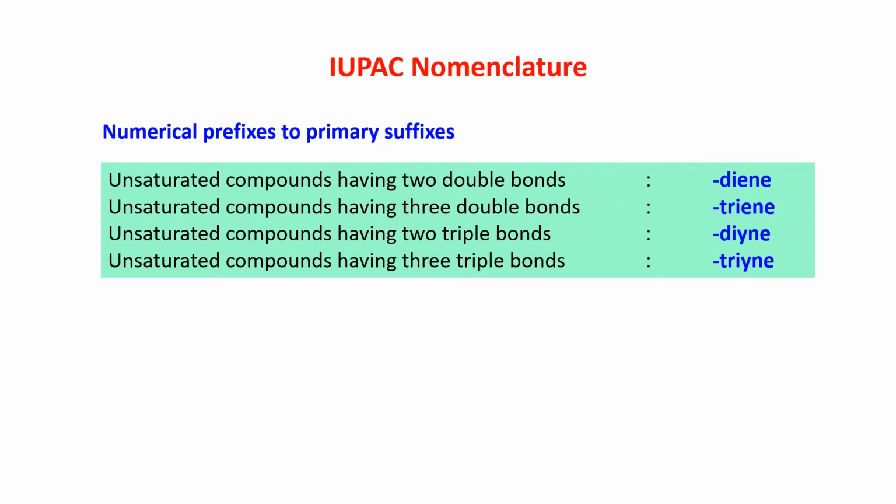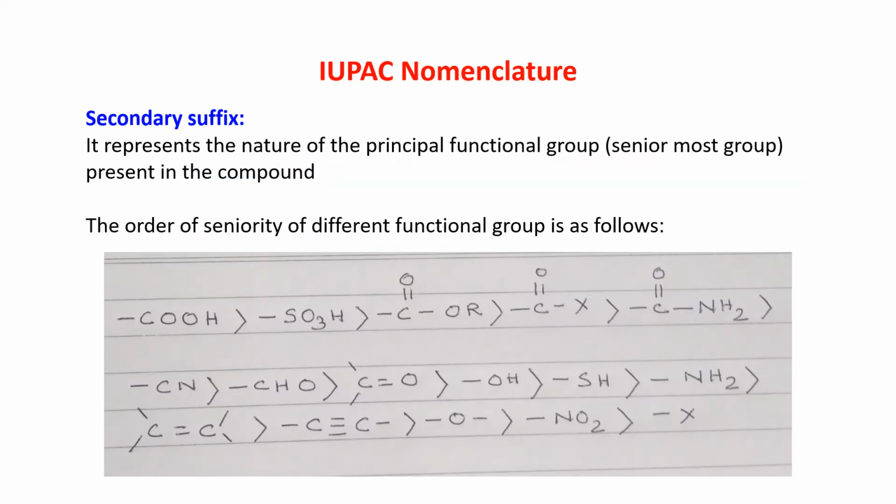Numerical prefixes to primary suffix. How the numerical prefixes are coming along with the primary suffix. See here, if it is an unsaturated compound having 2 double bonds, then I will write diene. If it is having 3 double bonds, then we write triene. If there are 2 triple bonds, we write diyne. And if there are 3 triple bonds, then we write triyne. Am I clear?